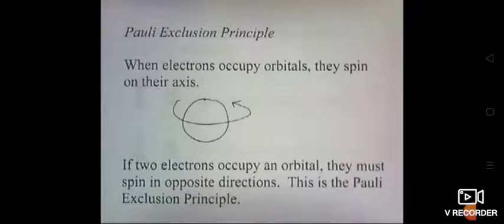When electrons occupy an orbital, they spin on their axis. So if two electrons occupy an orbital, they must spin in opposite directions. This is Pauli's exclusion principle. It is there in your textbook also. Read the textbook content. So this is the energy level: first level, second level 2, third level 3, fourth level, fifth level, and it goes on.